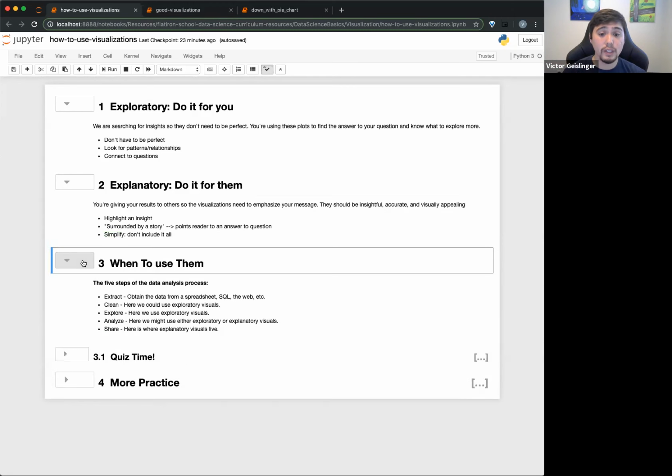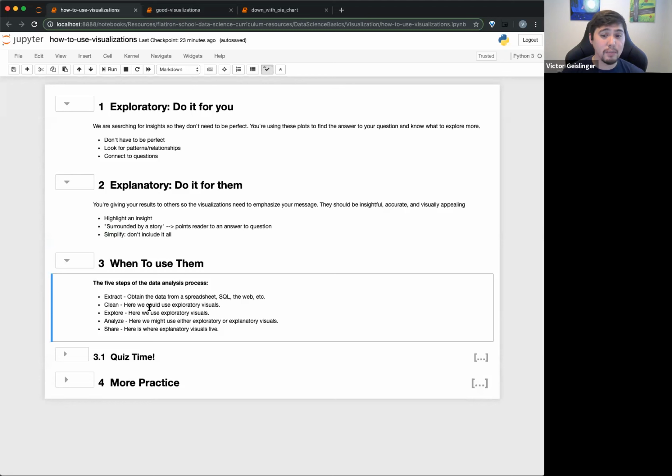So we have a little section on when to use them. We know the data science lifecycle. Basically you're extracting, collecting your data, cleaning your data, exploring the data, and analyzing it, right? This could also be partly exploring, but also partly modeling. And then you're sharing the data, communicating that information. This is where the different visualizations would happen.